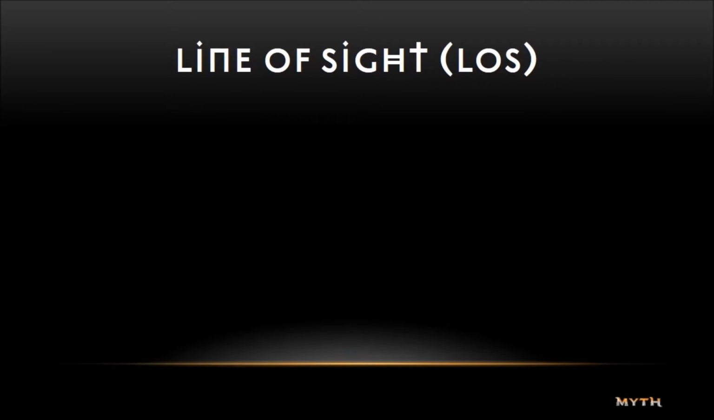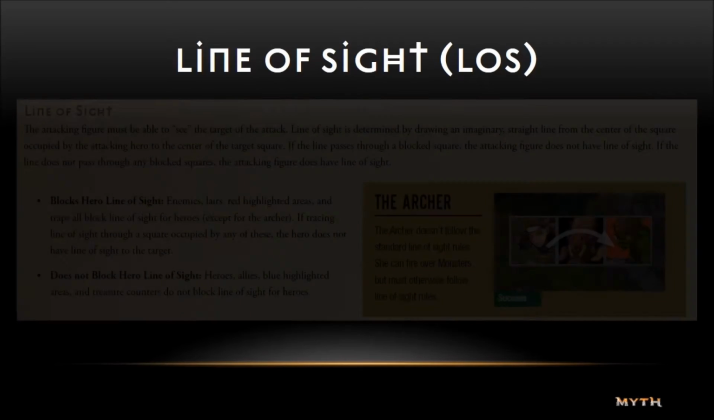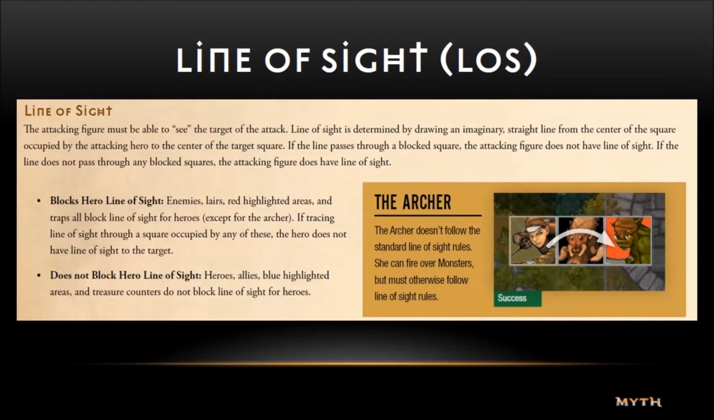Line of sight. Again, this is another important aspect of the game, and this is pulled right from the manual. Basically the way this works is the attacking hero will draw an imaginary line between the center of the hero's square to the center of the target square, and determine whether that imaginary line passed through any blocked squares. And if so, then you don't have line of sight to the target and you cannot make the attack.